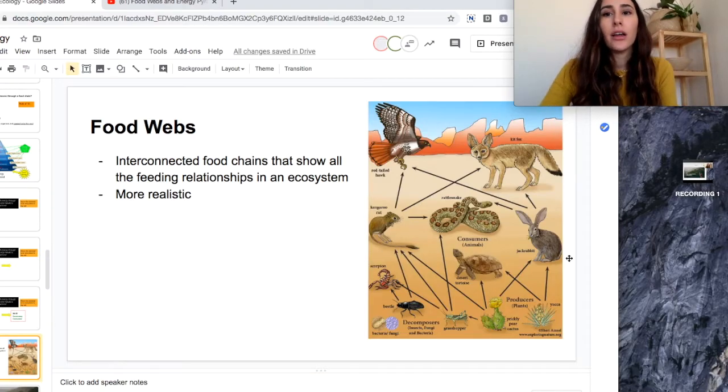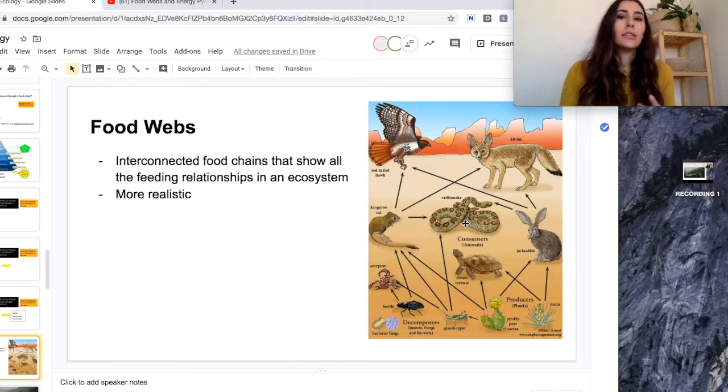So you'll notice here that an organism like the rabbit eats this producer right here, this type of plant, but that's not the only plant it eats. It also eats the prickly pear, all right? You'll notice here, for example, the snake eats the grasshopper, but it also feeds on the rabbit and also feeds on the kangaroo rat. So essentially, it's showing a more comprehensive view of the feeding relationships in an ecosystem. You need to be able to decipher food chains, energy pyramids, and food webs, all right?